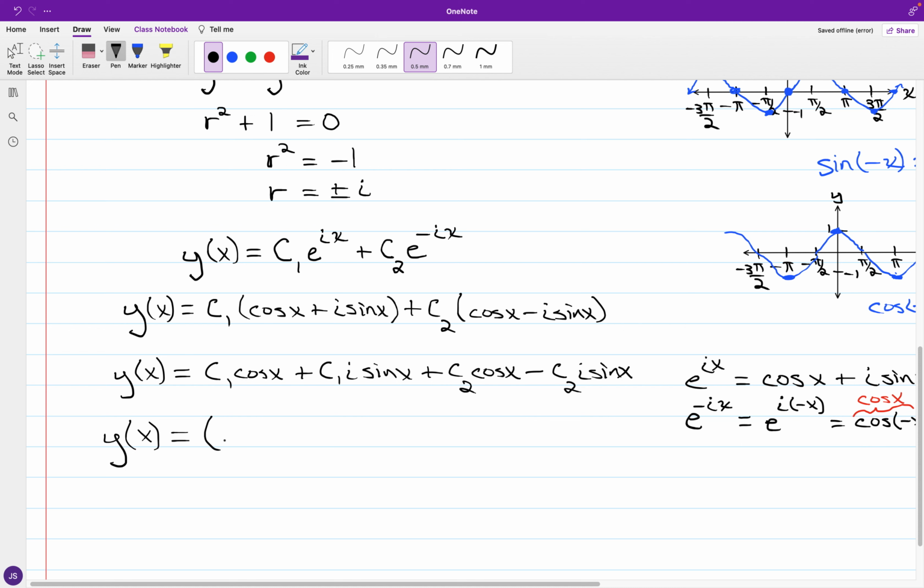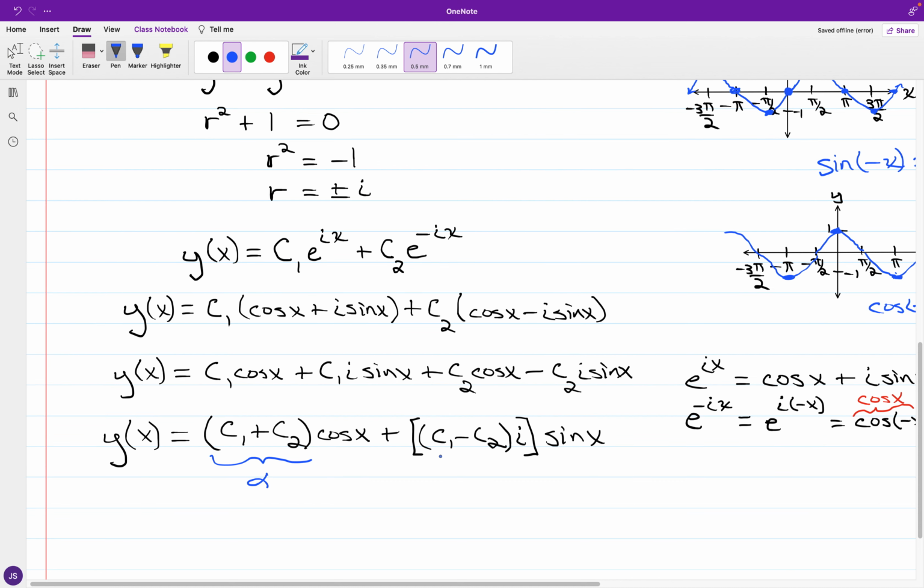Okay, so we have y equal to c sub 1 plus c sub 2 times cosine of x, and then we have sort of clustering together. Okay, now we have c sub 1 minus c sub 2 i times the sine of x. And guess what? A constant plus a constant is going to be a constant.